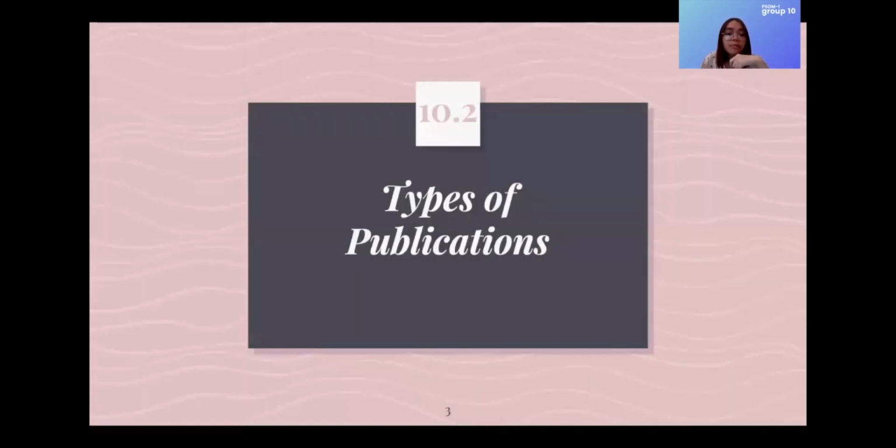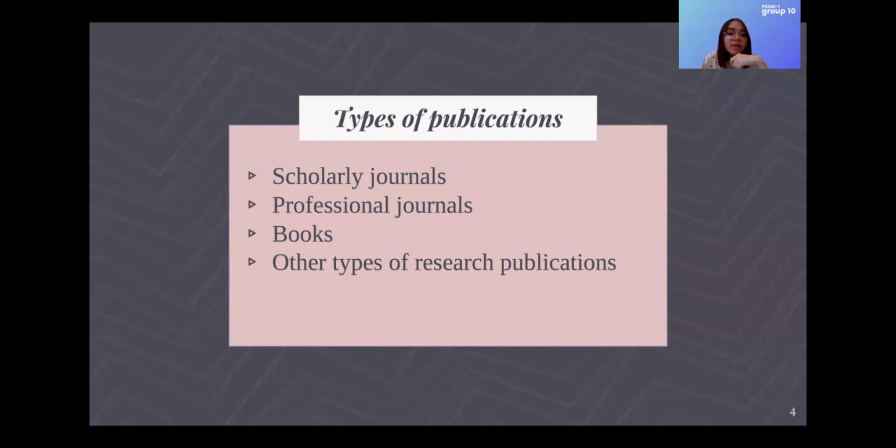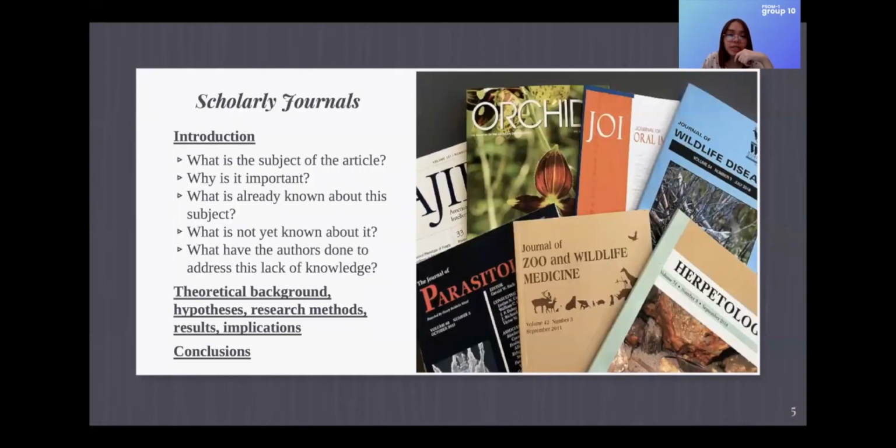Now we move on to discuss different types of publication. Here we have the scholarly ones, the professional ones, the books, and other types of research publication. So for the first one, scholarly journals. They are the most important medium for the publication of research results.